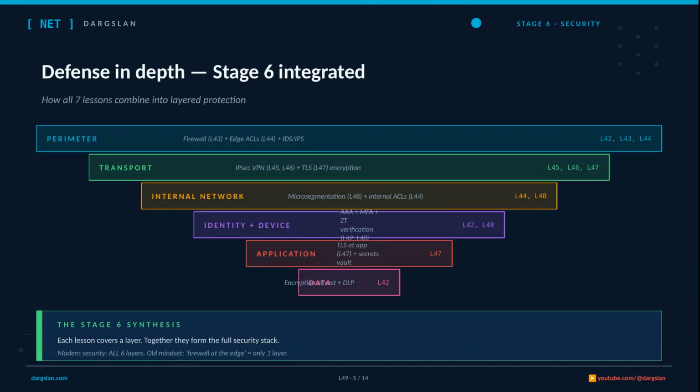Stack those counters together and you get defense in depth. The perimeter holds the edge with firewalls, ACLs, and IDS/IPS. Transport wraps everything in IPsec and TLS. Inside, microsegmentation slices the network into safe zones. Identity layers in SSO, MFA, and Zero Trust verification. Applications add their own TLS and secrets vaults. And finally, data sits encrypted at rest with DLP watching. 6 layers, not one. That's the Stage 6 synthesis. The old firewall-at-the-edge mindset only ever covered a single layer. Modern security demands all 6 working together.